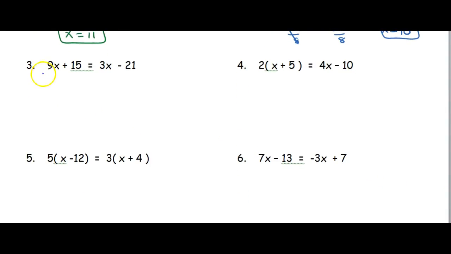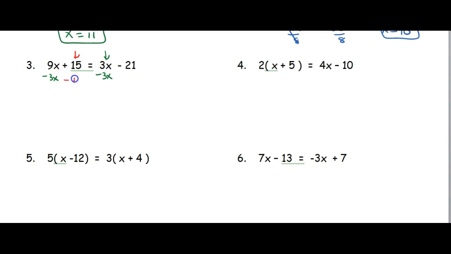Number 3. I look at my left side. I have no simplifying to do. The right side, no simplifying. Now if I look at my right side, I have a variable that I have to get rid of. This 3x. How am I going to get rid of it? By subtracting it. What is the like term on the other side I'm going to line it up under? The 9x. On the left side, I have this constant to get rid of, 15.